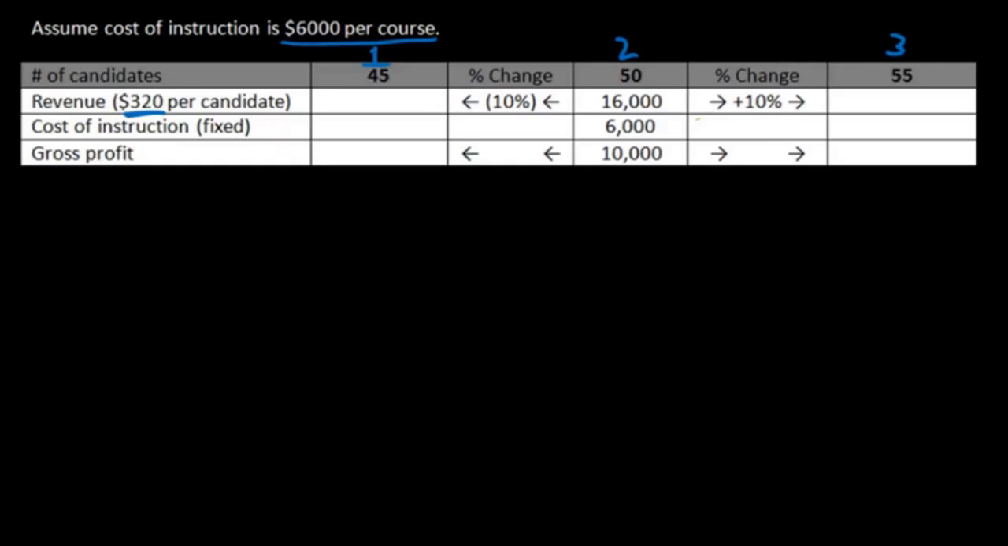Now let's assume that we have a 10% increase in the volume. So instead of having 50 students in the course, we have 55 students in the course. So with 55 students in the course, our revenue is going to go up to $17,600, and that's just 55 times $320. Now our cost is fixed, and so our cost will still be $6,000, the cost that we pay to the instructor. And therefore gross profit will be $11,600.